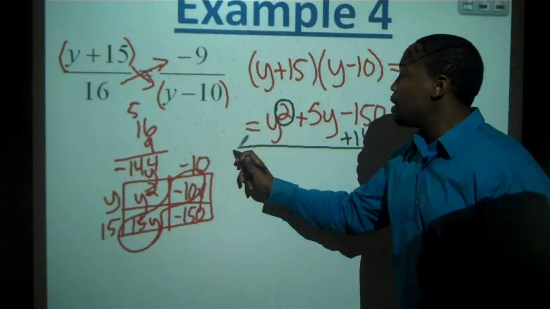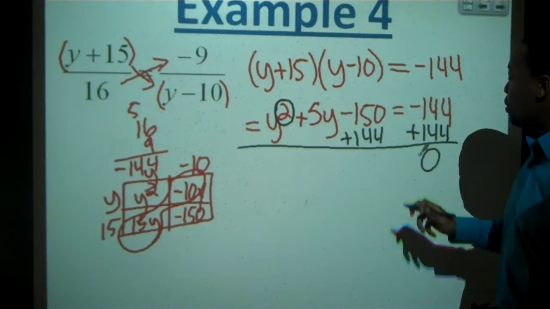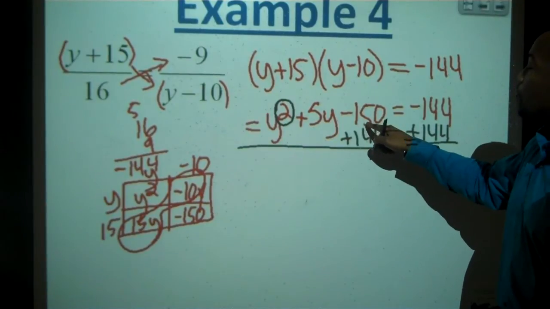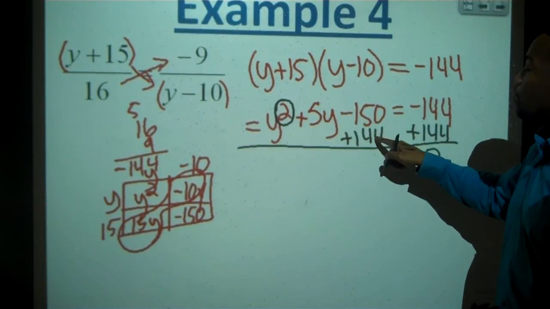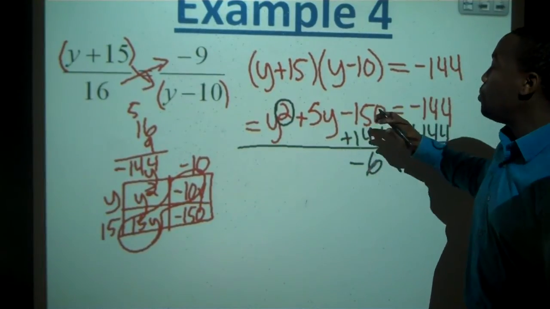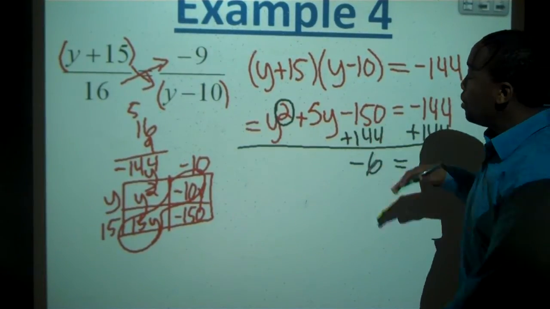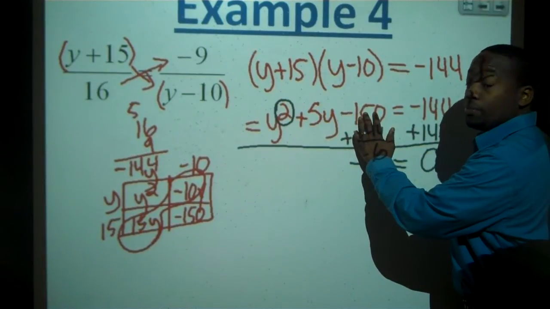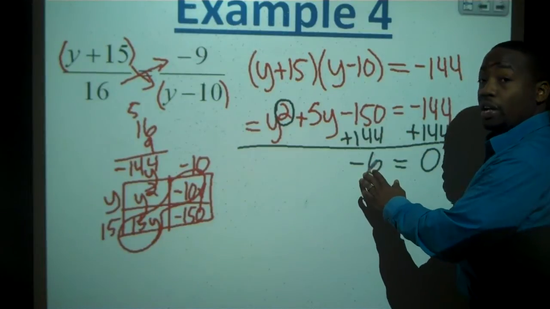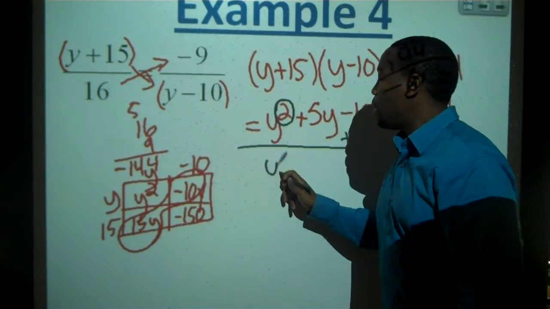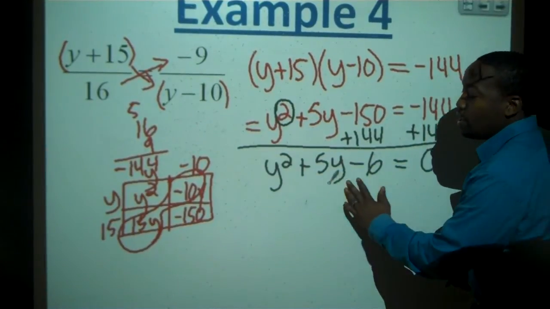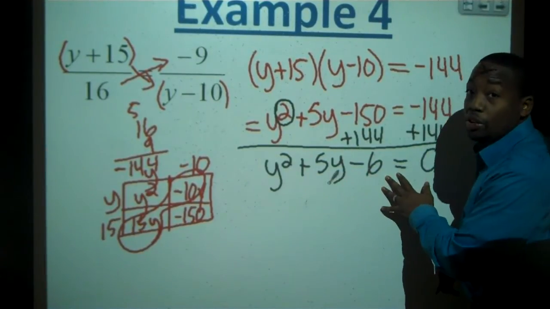So what ends up happening is when I add it straight down, I get 0. So it's set equal to 0. Now right here, negative 150 plus 144 will give me a negative 6, right? So what I'm doing right now is adding like terms. Now bring everything else down. Y squared plus 5y minus 6 equals 0.